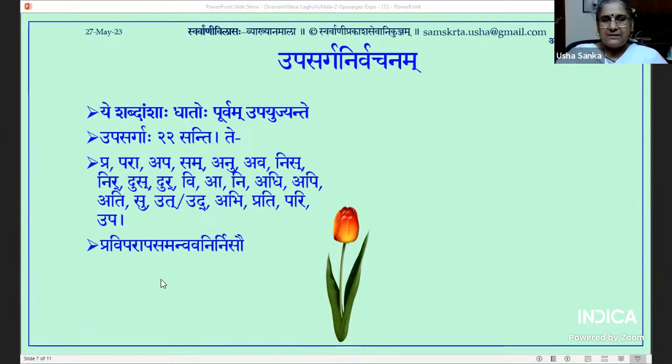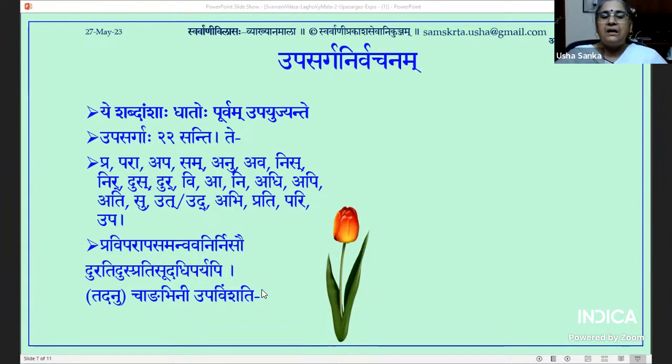So there is a shloka which will help you to remember these things. Let me just tell you that shloka. I'll read it out. Praviparaapasamanvavanirnisau durati, duspratisudadhiparyapi, tadanuchangabhiniyupavinshatir, dvisahitetupasargasamahvayah.